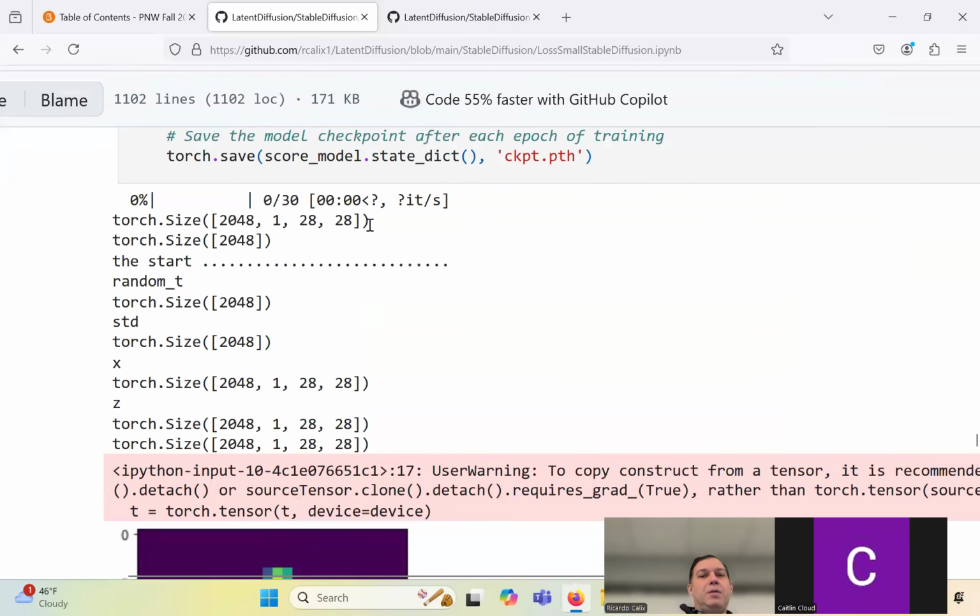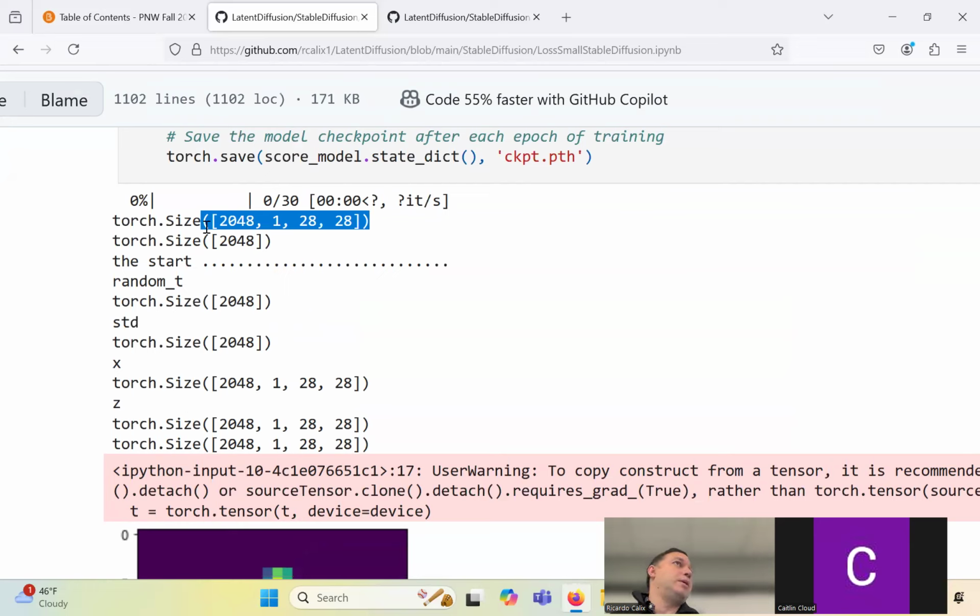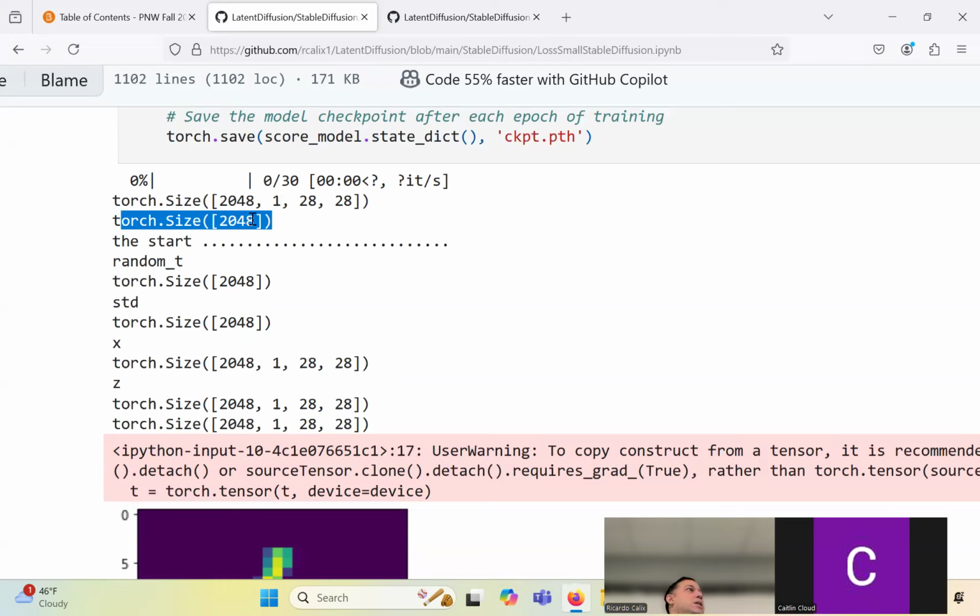So we have the images, which are 2048 by 1 by 28 by 28, right? So batch, that means what? There are 2048 images in there. They're black and white, and they're 28 by 28, right? So those are your MNIST data. Because this is conditional, these are the labels. Basically, each image has a label. Random T, right, is going to be a value for every single one of the images, the time T that you're going to pick at random, right? To noise. Standard is going to be something similar, dependent on that random T, right?